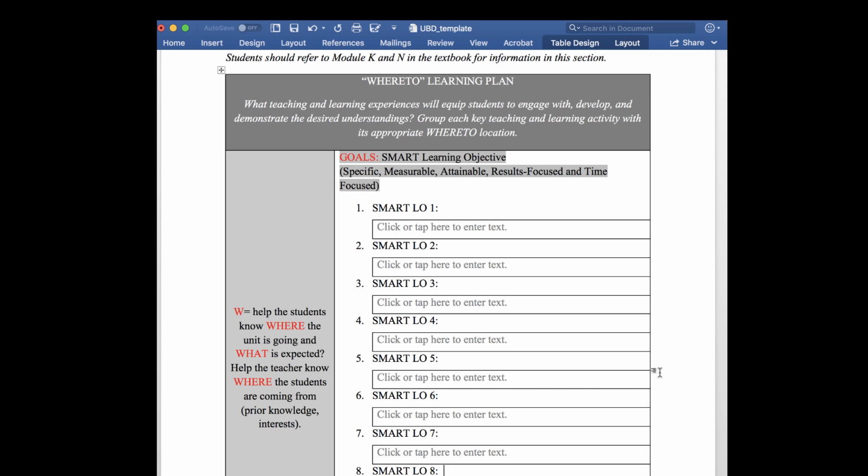And in order to help define that, we're going to start with the goals, also known as SMART learning objectives. And SMART learning objectives, that's also an acronym: specific, measurable, attainable, results focused, and time focused. So you want these learning objectives again to map back to the goals that you defined in Stage 1.